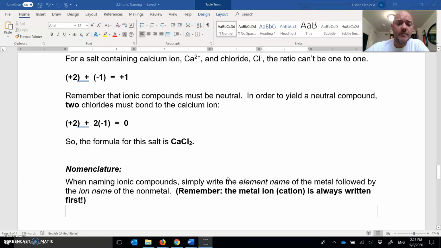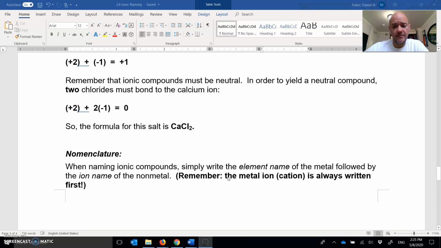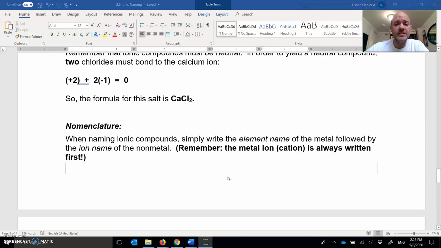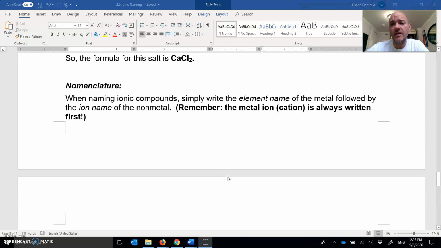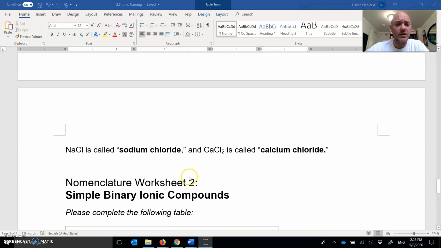In terms of naming them, this is the simplest thing. All you're going to do is figure out the name of the metal ion, the cation, and write that first, and then write the name of the nonmetal ion, the anion. So NaCl is called sodium chloride, and CaCl2 is called calcium chloride. It doesn't matter how many of them there are. It doesn't matter that there's only one Cl here and 2 Cls here. You just have to be able to name the two ions.